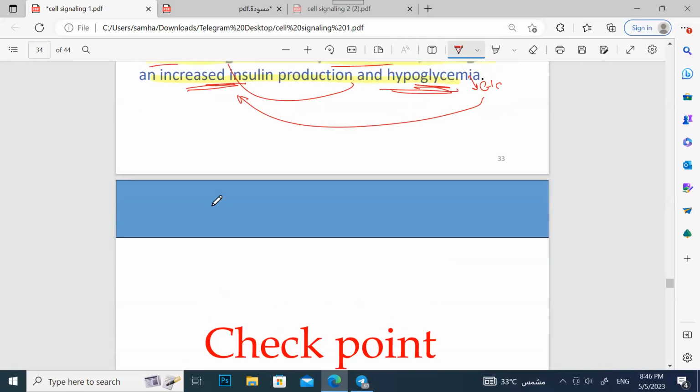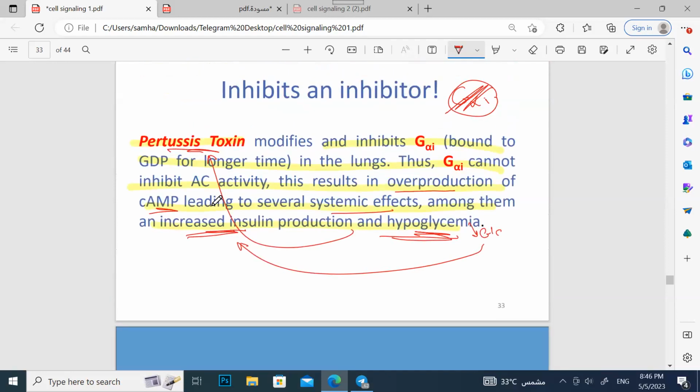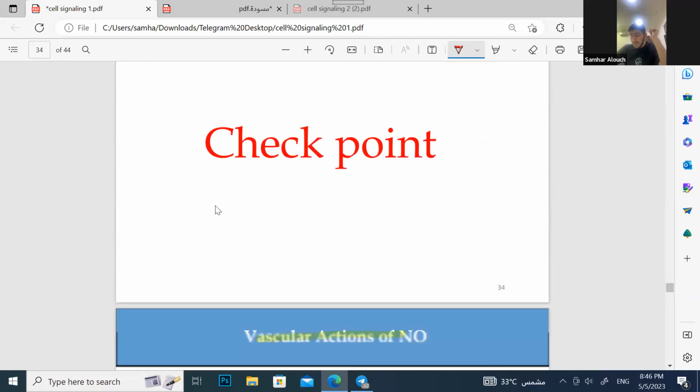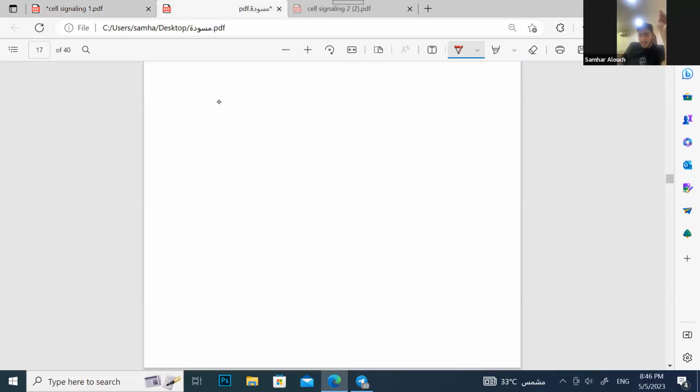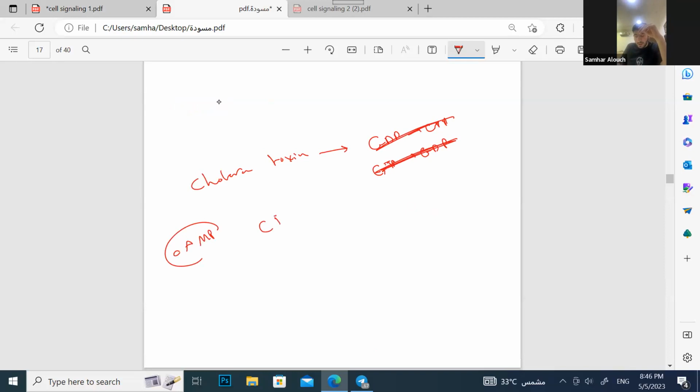Pertussis isn't clear? Okay, let's recap both of them. Cholera releases a toxin. This toxin inhibits the conversion of GTP to GDP. Once that's inhibited, the GTP will remain, and the cyclic AMP will be overstimulated all the time and open CFTR receptors. Once they are open, chloride and water will efflux, and we will have diarrhea. This is cholera.